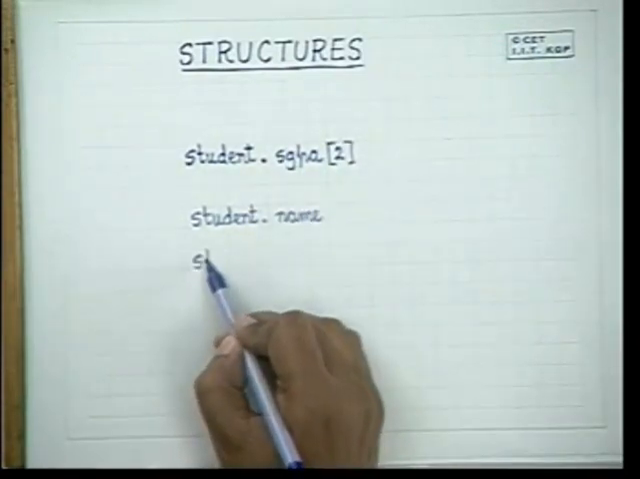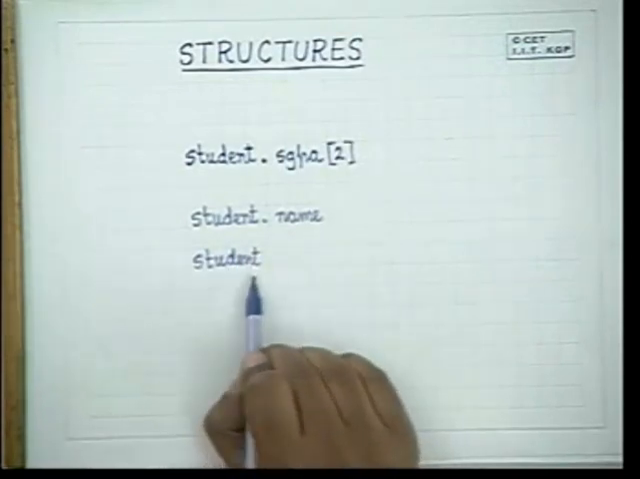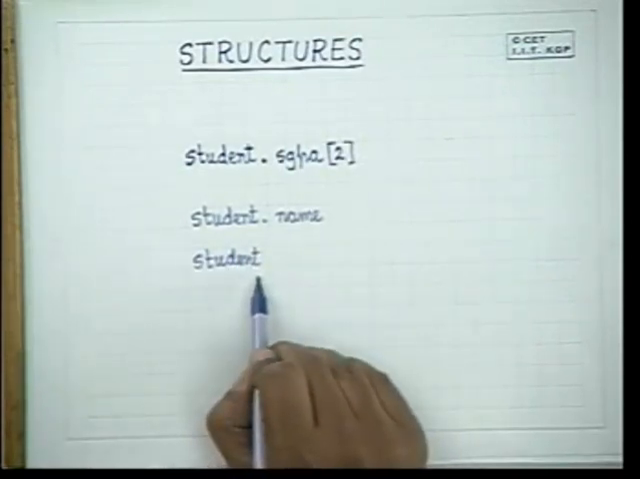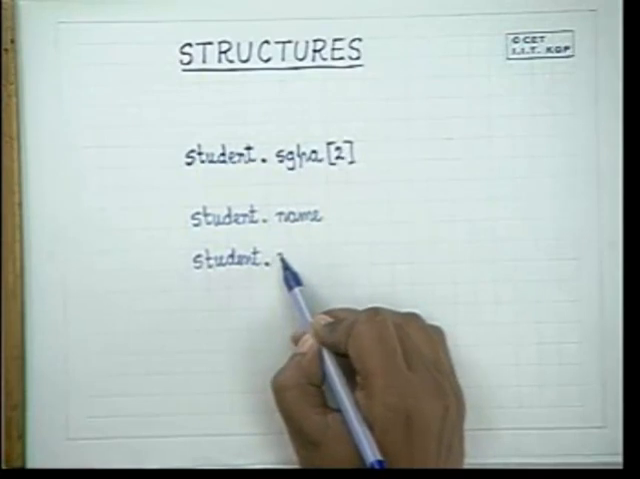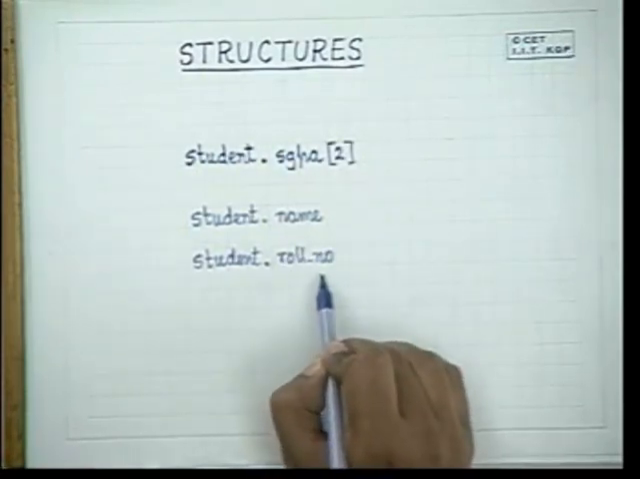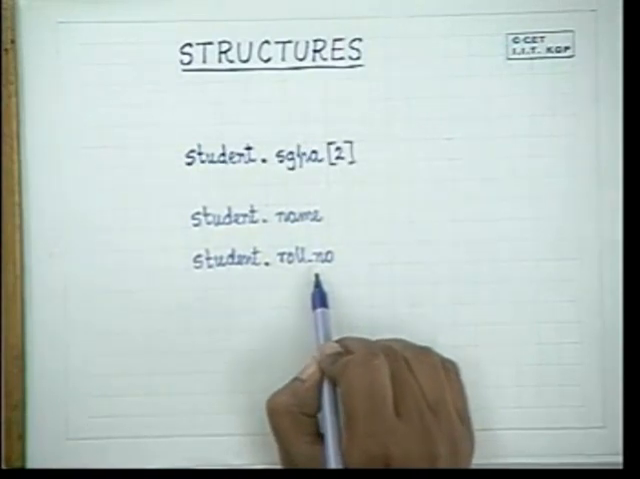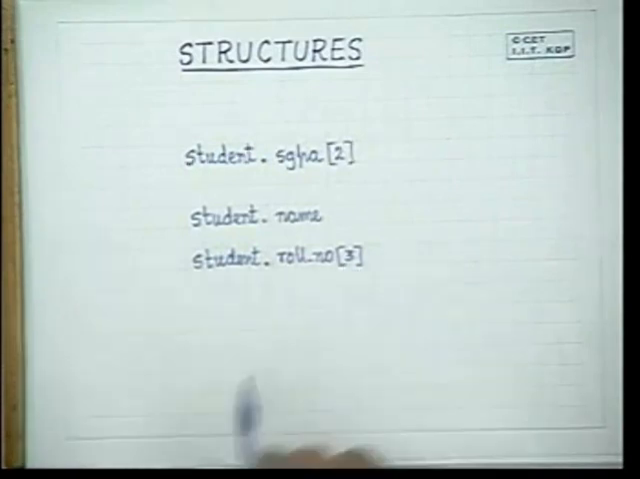Similarly, student, what is student? It is a pointer to the structure. Roll number is a pointer to the character array roll number in the structure, and 3 is the character element there.